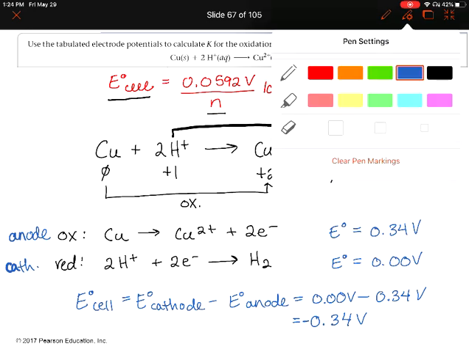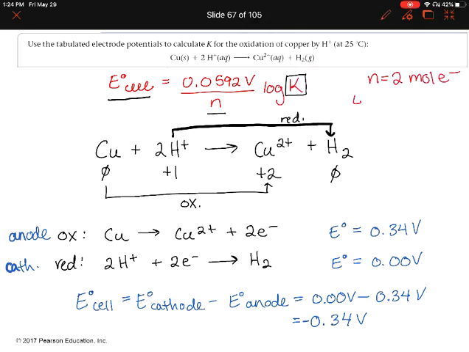So we'll just write that up above. Apparently my pen wants to write in bold today. Okay, so that's equal to negative 0.34 volts.